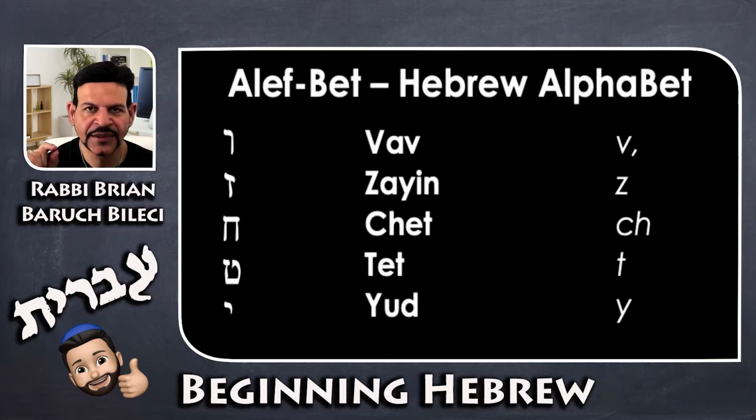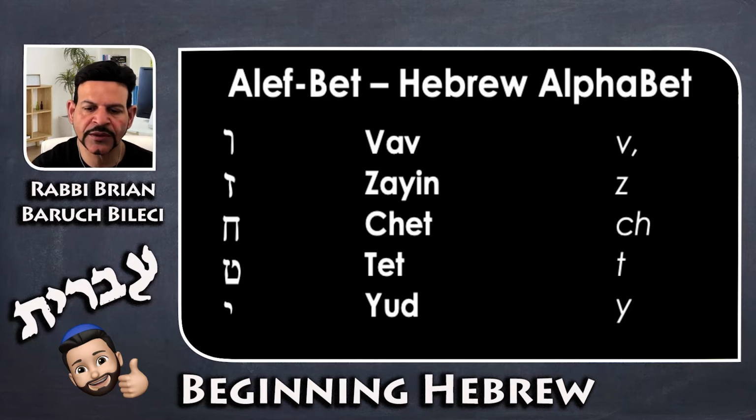It's not Chet as in chicken or church. It is Chet with some chutzpah, like in the German composer Bach. So we have the Ch sound here, Chet. Now we'll hear that sound again when we get to the letter Khaf or Chaf.